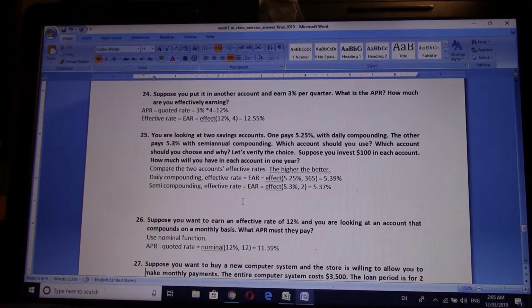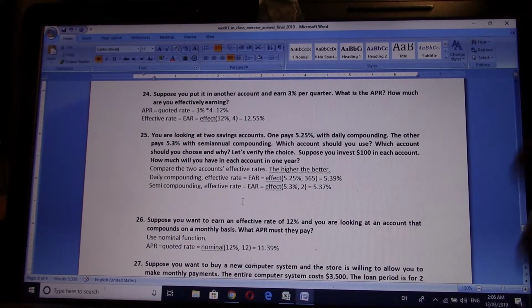So which account should you use? One is daily, which seems lower. One is semi-annual, which seems to be higher. So you cannot compare on the APR basis. You need to compare on the EAR, effective annual rate. The effective annual rate, EAR, tells you how much returns you're getting every year. So you should calculate the EAR.